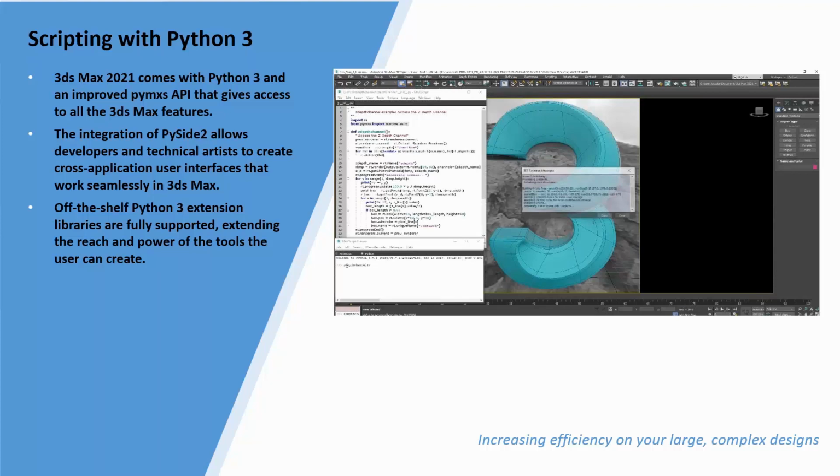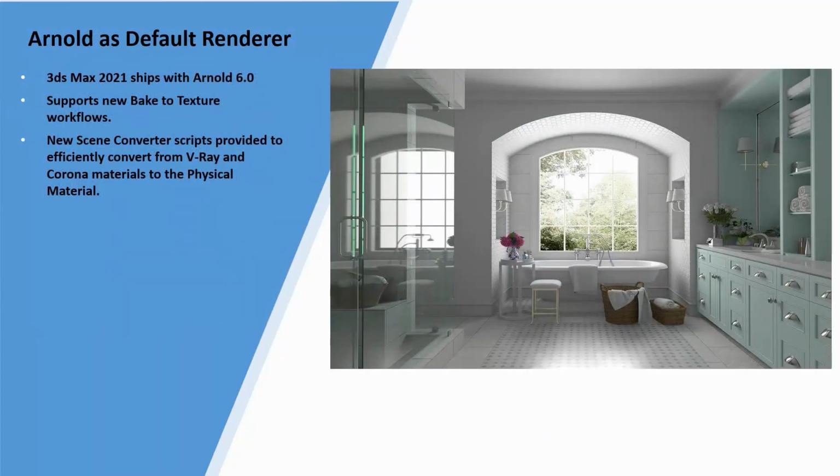So the next big thing that's gone into the update of 2021 is that Arnold has been set up as the default renderer. It presents users with a modern and high-end rendering experience right out of the box. It also supports the new baked texture workflows, which highly improves how your visualization or your rendering is done.